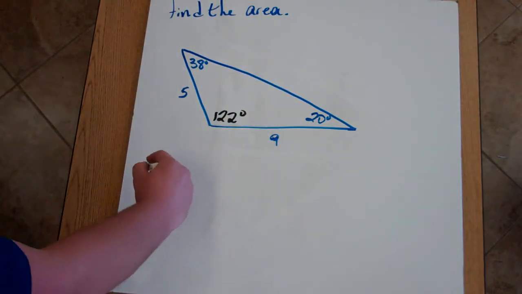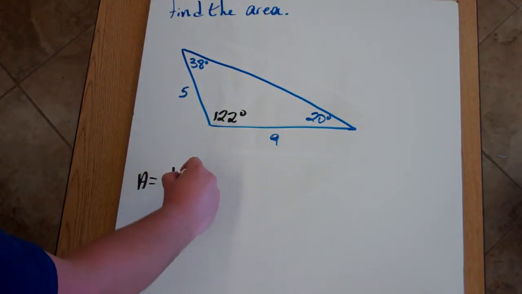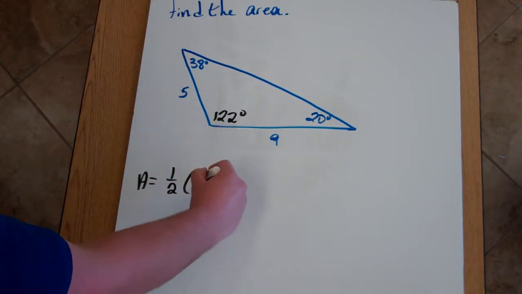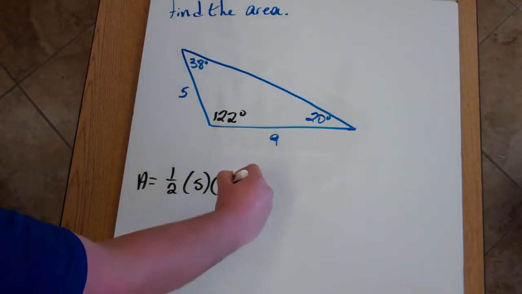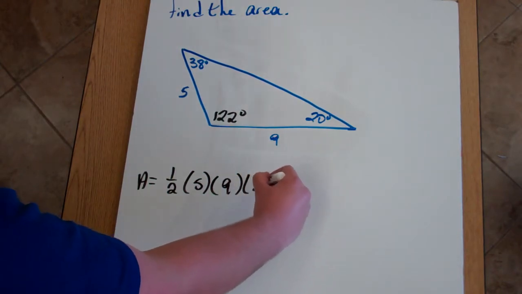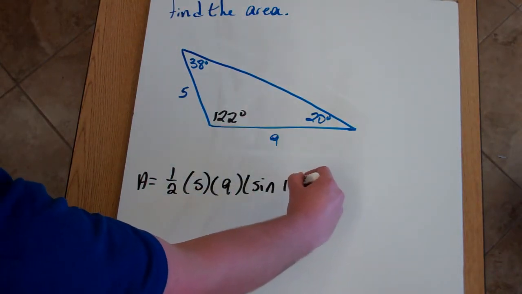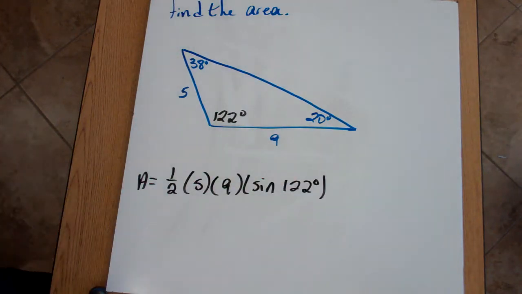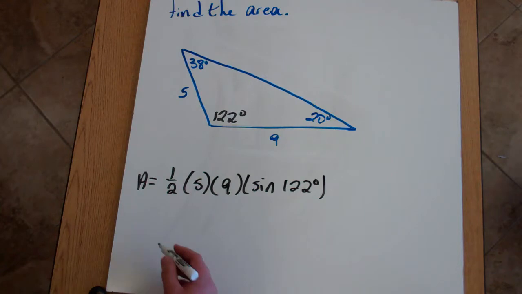Now we're going to use our new formula, which is 1/2 the side, 5, times the other side, 9, times the sine of the angle between them, 122 degrees. If you go ahead and punch this into your calculator, 5 times 9 times the sine of 122, and then take half of that, you should come up with 19.08.